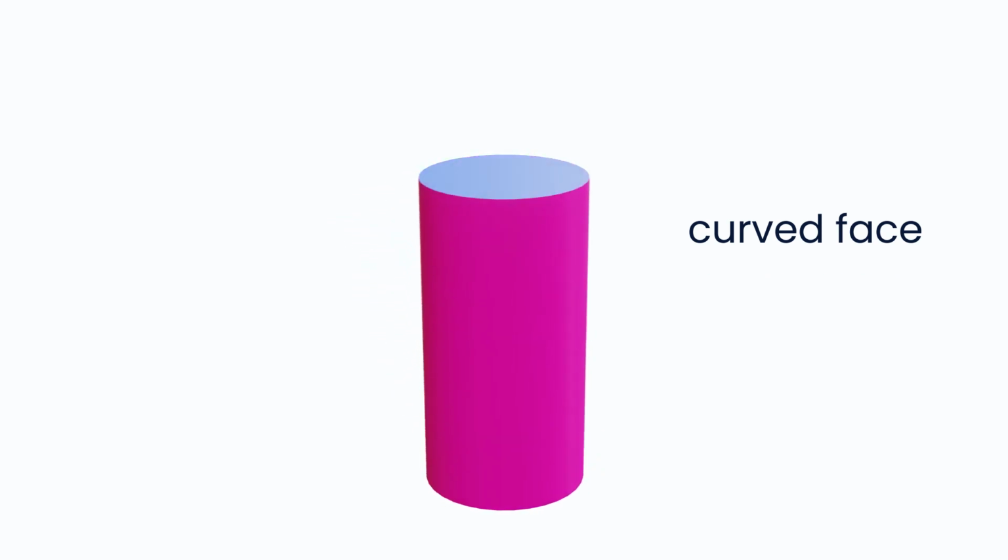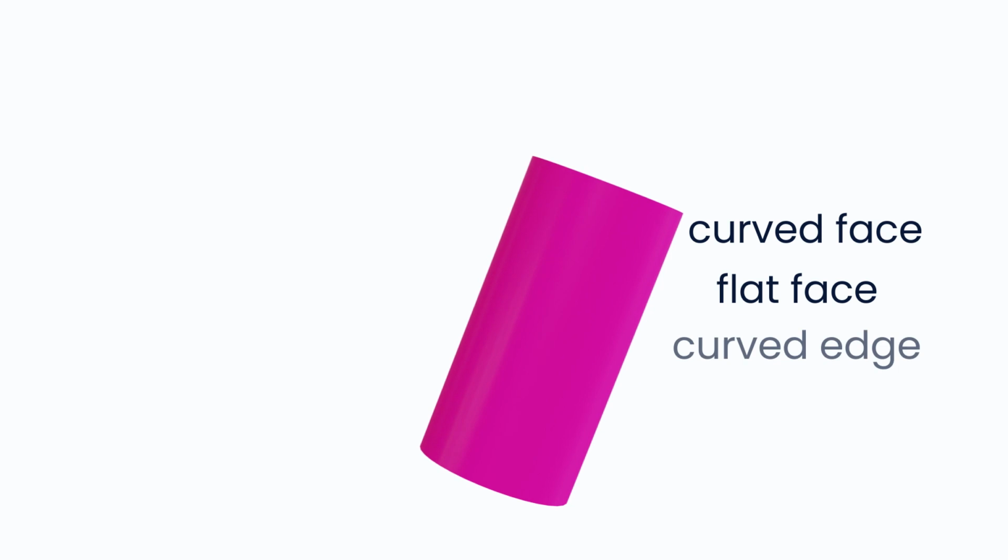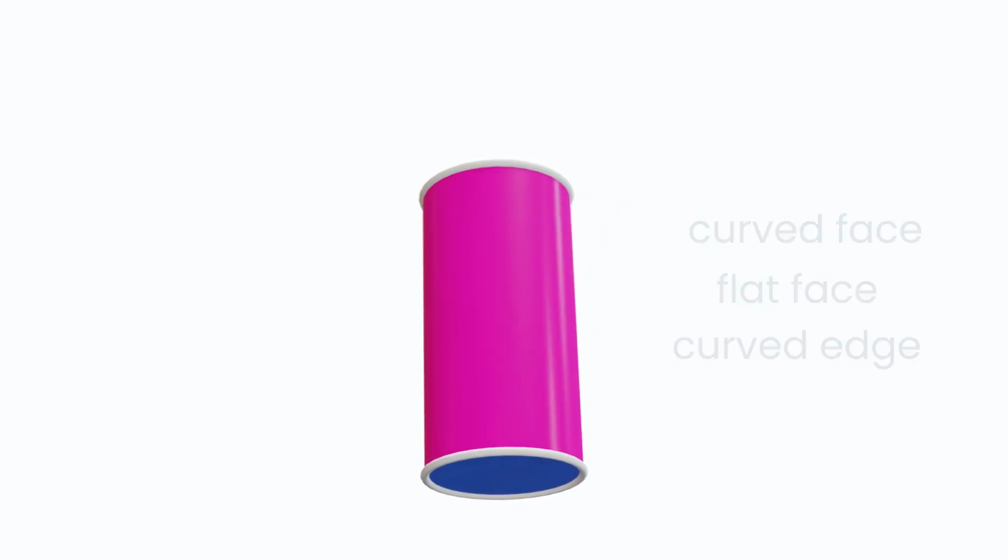Some solid figures have curved faces, like this one. It has a curved face and 2 flat faces. Notice its curved edges. This is called a cylinder.